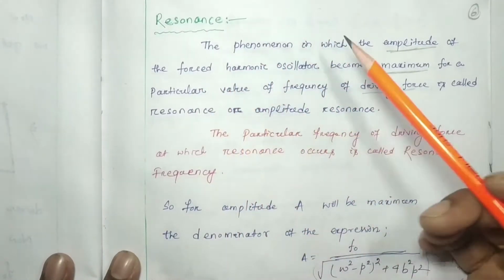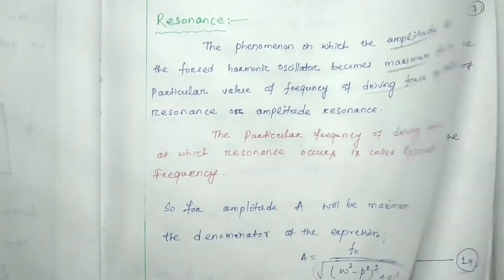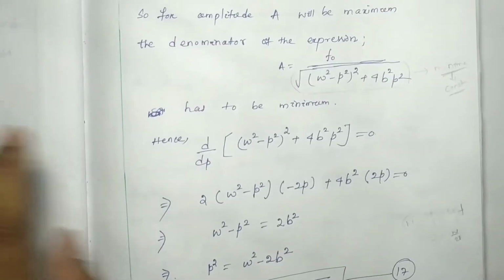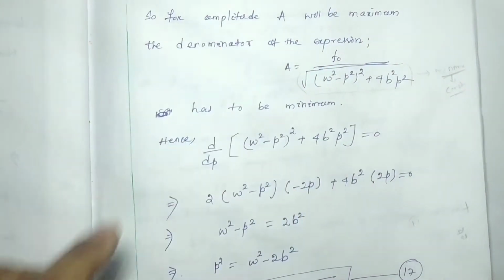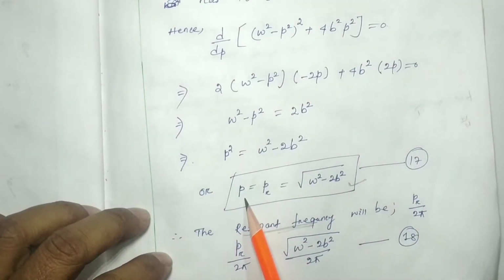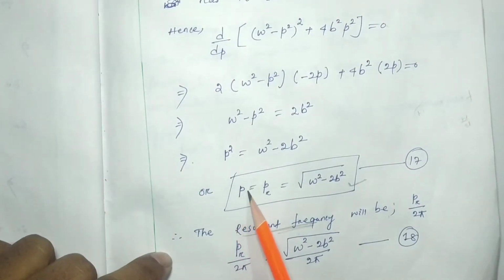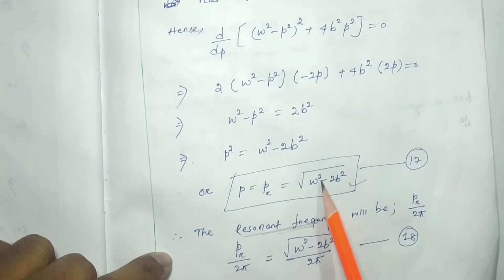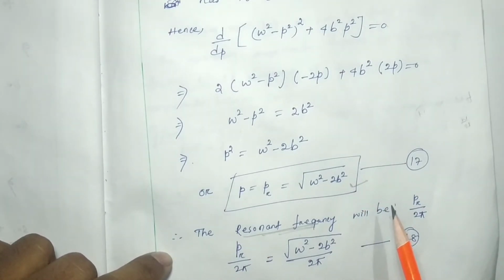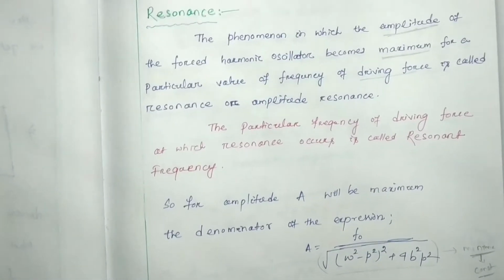In our last class we discussed resonance of a forced harmonic oscillation. In the condition of resonance we found that when A has to be maximum, that means the amplitude will be maximum, the condition will be that p squared equals omega squared minus 2b squared, or p, the angular frequency of the applied force, will be the square root of omega squared minus 2b squared. If so, then we can find the maximum amplitude of oscillation in the forced harmonic case.